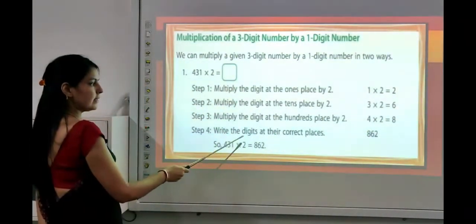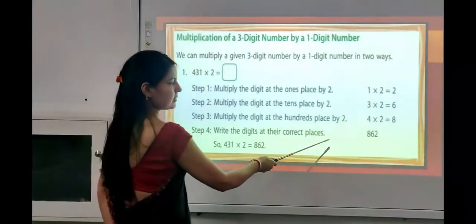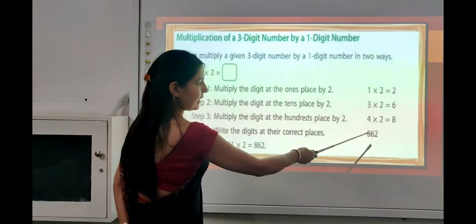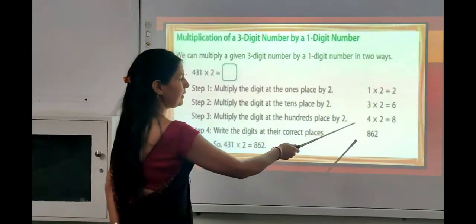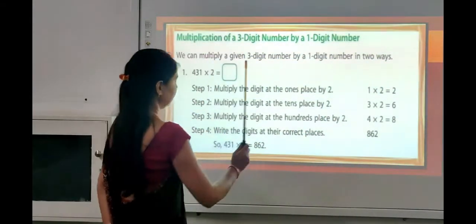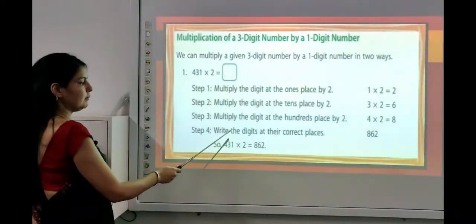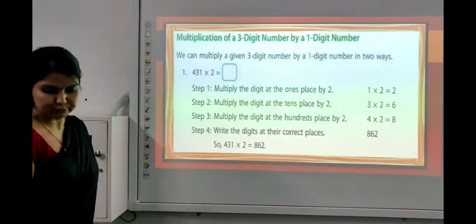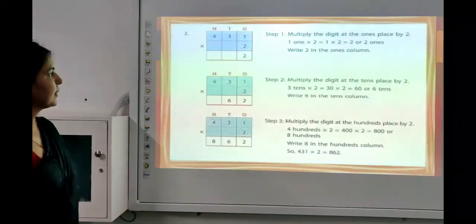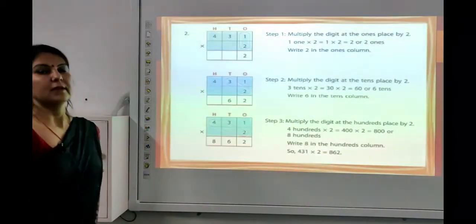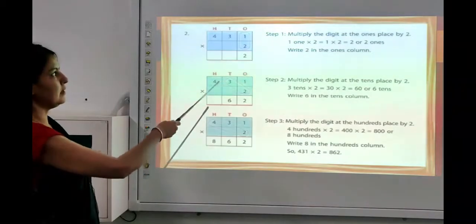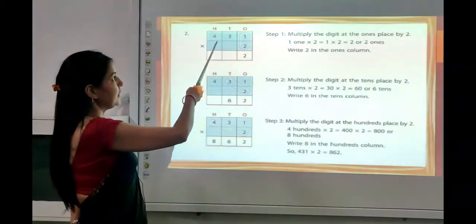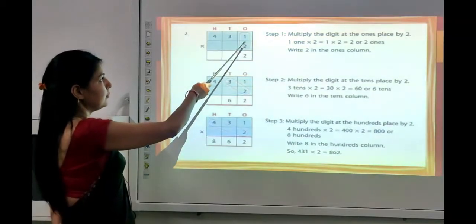Write the digits at their correct places. 2 is at ones place, 6 is at tens place, and 8 is at hundreds place. So 431 multiplied by 2 is equal to 862. Now we will solve the same sum in the vertical way. We are going to again multiply 431 by 2.